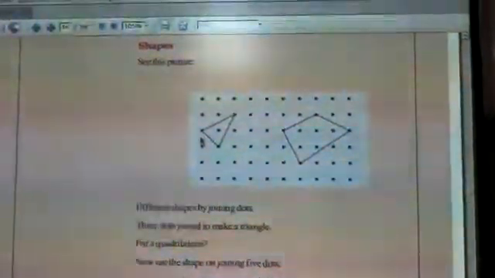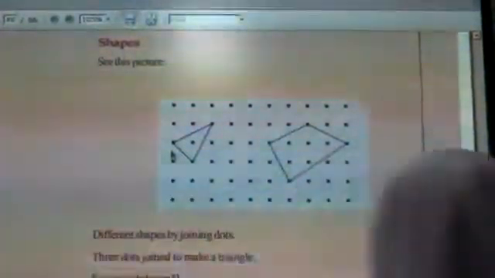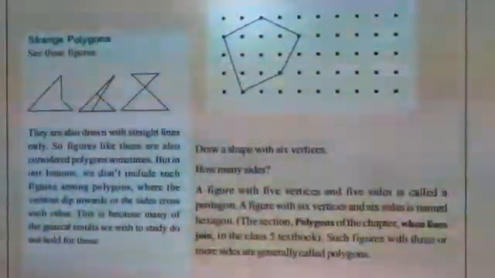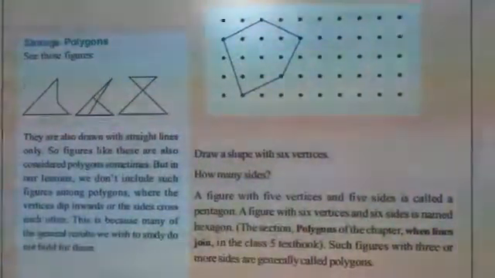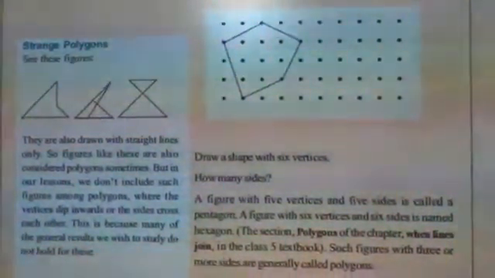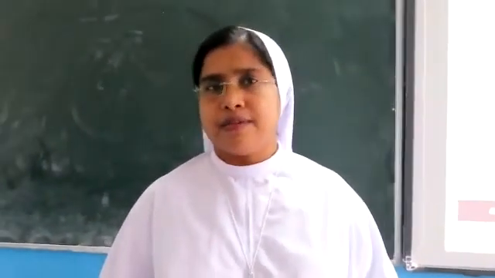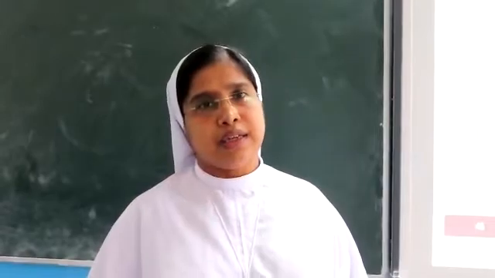Now, if there are 5 sides, look at the picture. How many sides are there? 5 sides are there. When there are 5 sides, what will it be called? 5 sides is called a pentagon. If there are 6 sides, it is a hexagon. Okay, now we can learn more sides. So, if there are 3 or more than 3 sides, we call them polygons.